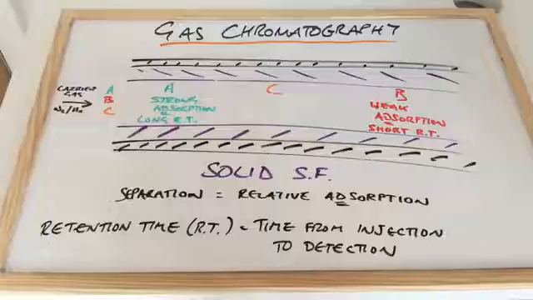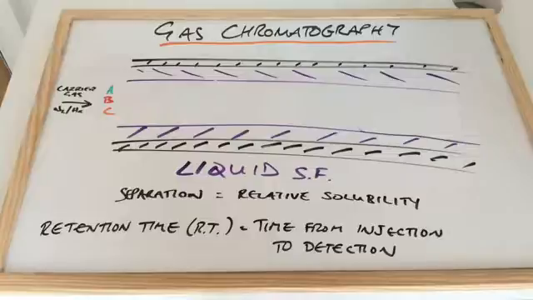So time from injection to detection. And then once the retention times have been measured, the analytical chemist would then go to a database and look up the retention time and compare it with the data value from known substances, and would be able to identify the substance from that information.